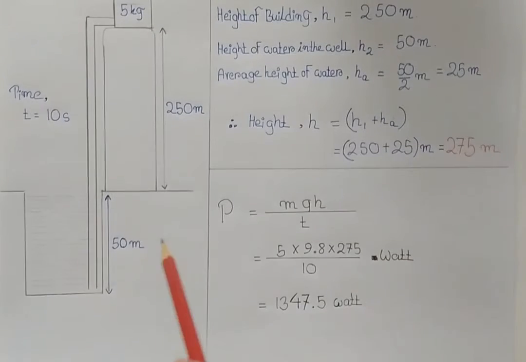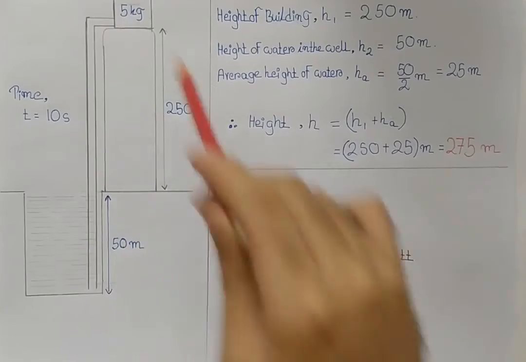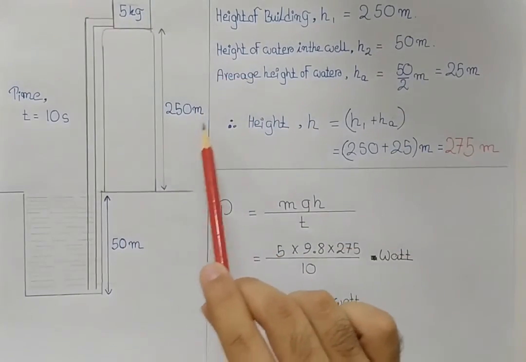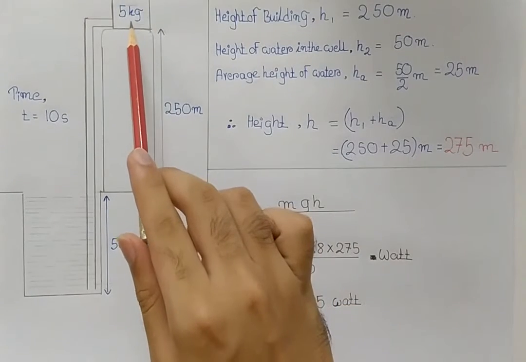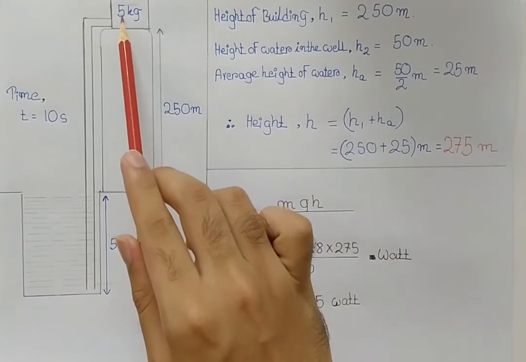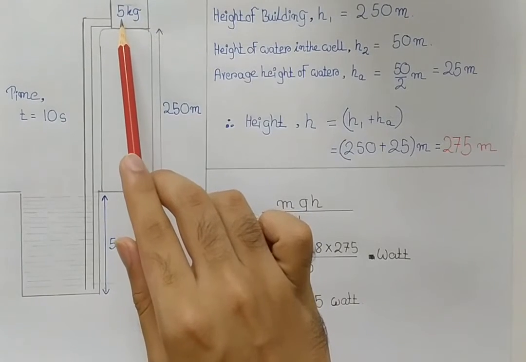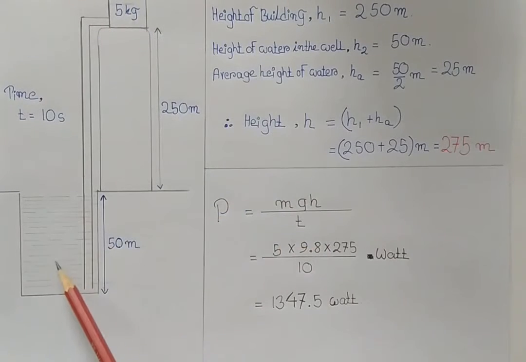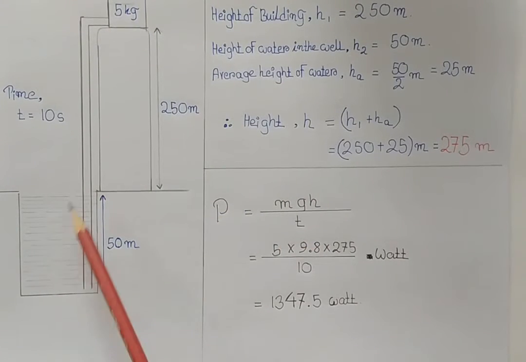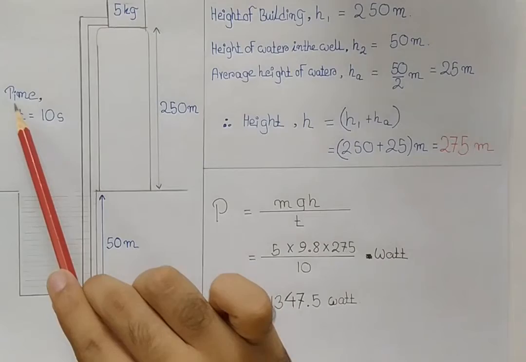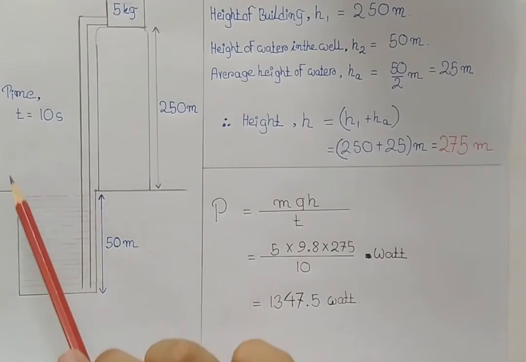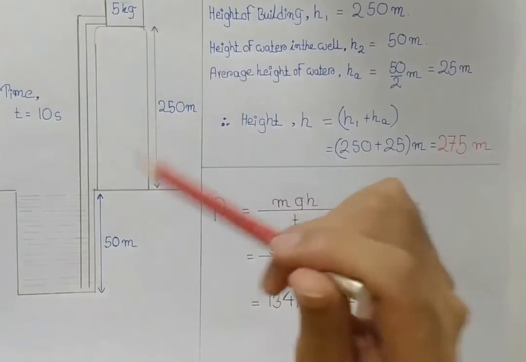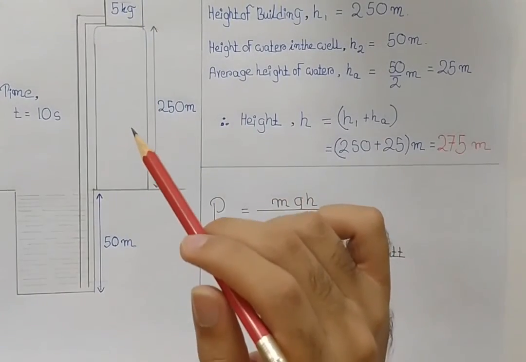This is one of the most important exceptional questions regarding work. This is a building. The height of the building is 250 meters, and this is the water containing tank. Its water containing capacity is 5 kg, and it is at the top of the building. This is a well, and the depth of the well is 50 meters. Time taken is 10 seconds to lift 5 kg water by the pump inside it. So we need to find out the power of the pump.